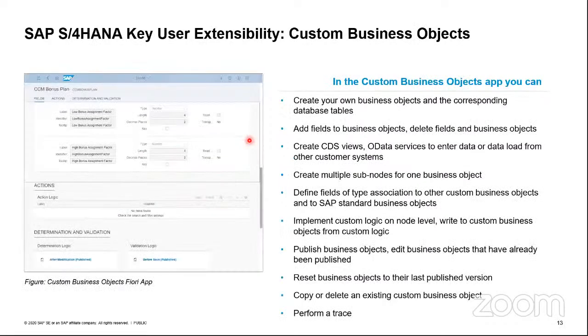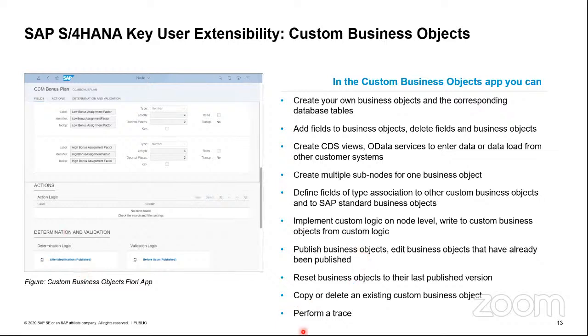So the next option is custom business object. A custom business object is a custom application that you can create using key user extensibility. It is a custom application which has its own nodes. You can add sub nodes and all these things. You can add actions to it. You can add determinations and validations. That is, you can add after modification logic and before save logic to the application. And all this logic you can add in the cloud ABAP editor, as I've told.